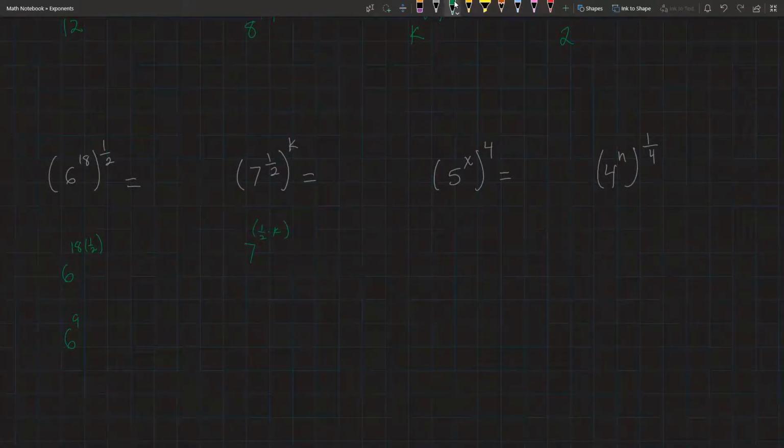That's all the exponent, all right? 7 to the 1/2 times k can be simplified to 7 to the k over 2. And therefore this next one can be represented as 5 to the x times 4, or 4 times x. I'll rewrite it as 4 times x. Looks better that way. And the last one, 4 to the n times 1/4.